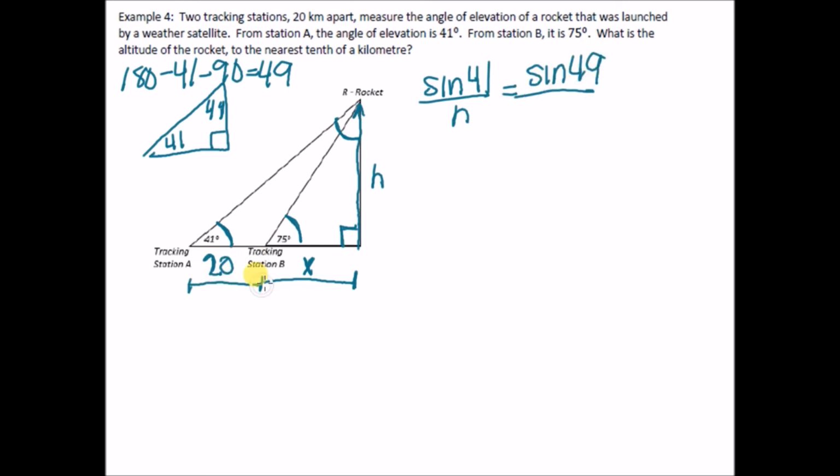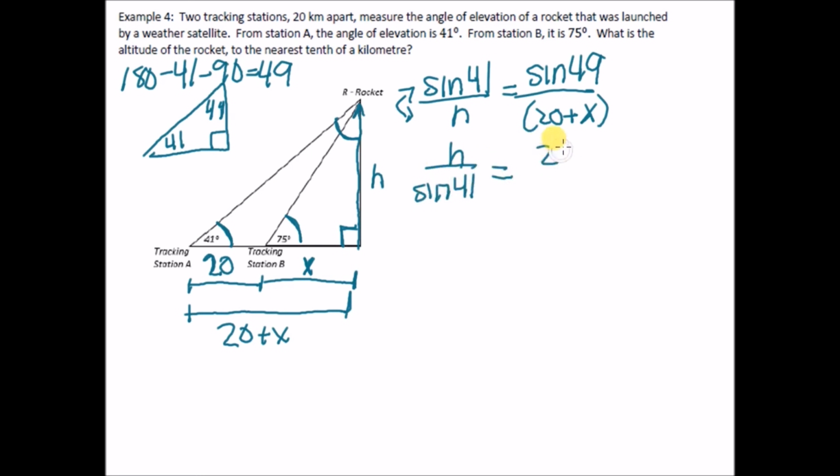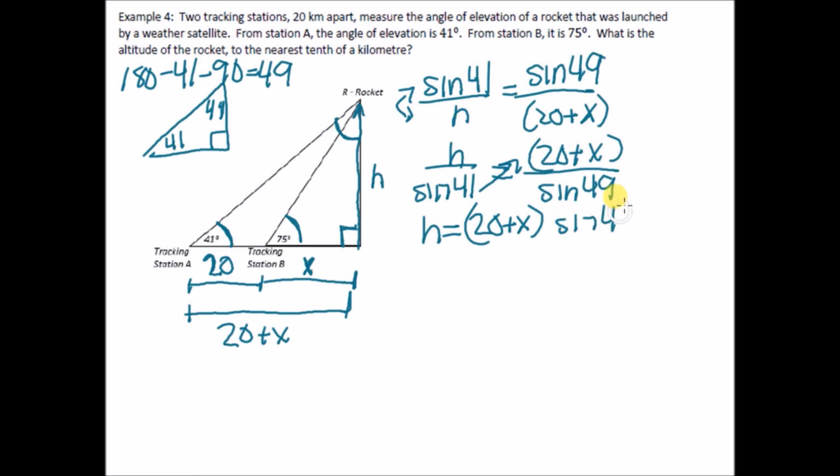And let's call this 20. This entire thing right here is 20 plus x. So let's put this over 20 plus x. Actually, let's flip this. So we have h over sine 41, and we have 20 plus x over sine 49. Remember, this is the exact same formula. In this formula we did the angles on top, but we want to solve for h, so I just flipped it and put the sides on top. Now if we cross multiply, we have h equals (20 plus x) sine 41 over sine 49.